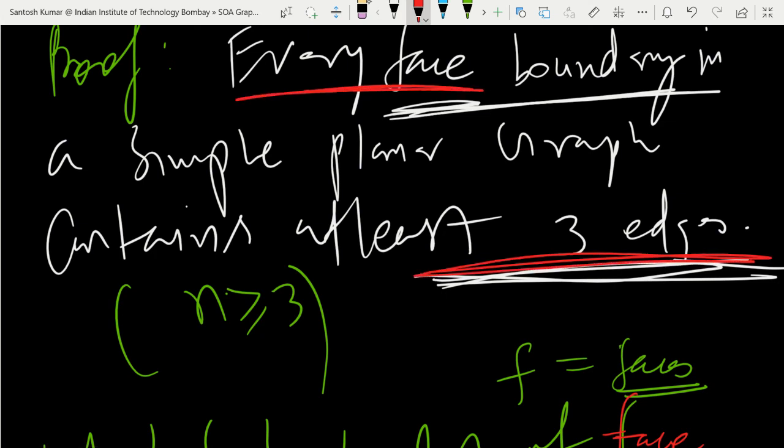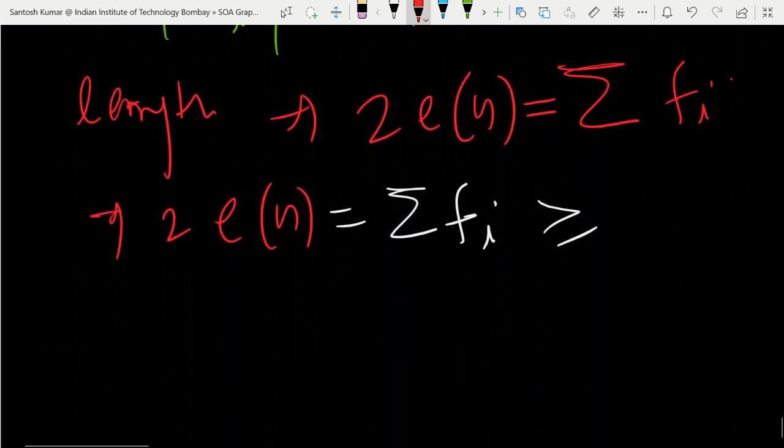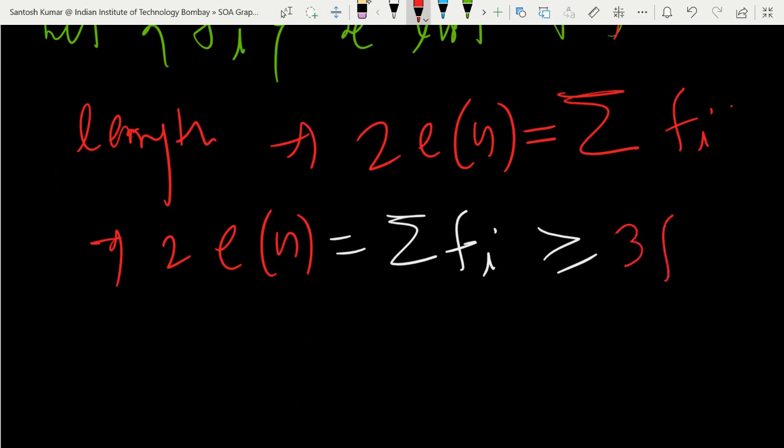Because each face will be bounded by at least 3 edges, each face will have length at least 3. And how many faces do you have in total? F, the number of faces is F. So the total sum is going to be more than or equal to 3f. F is the number of faces, and each face will have length either 3 or more than 3. That's why I'm writing 3f.